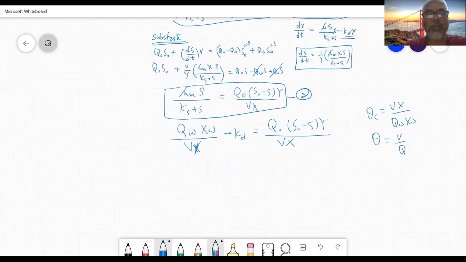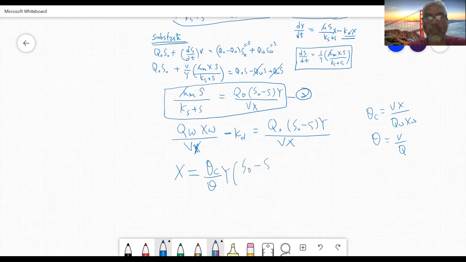If we solve this equation, we can write finally the equation for x, which is x is equal to theta c over theta, Y times S naught minus S over 1 plus Kd theta c. So we can arrive at this equation.